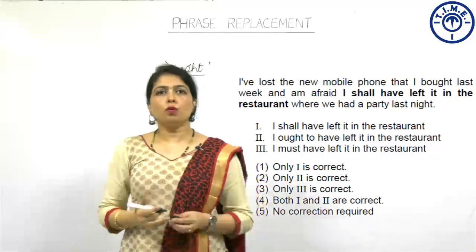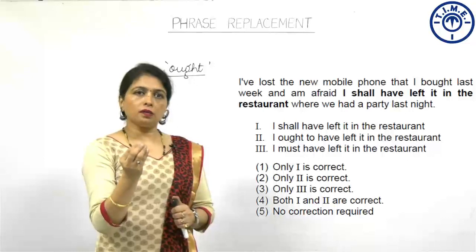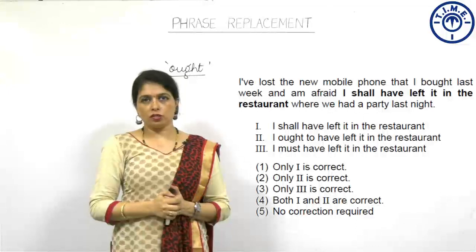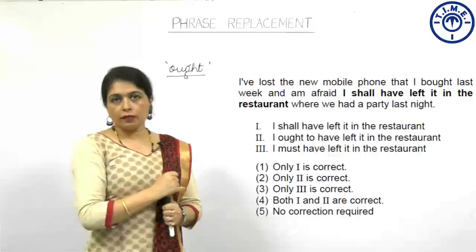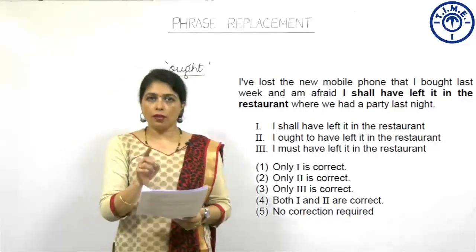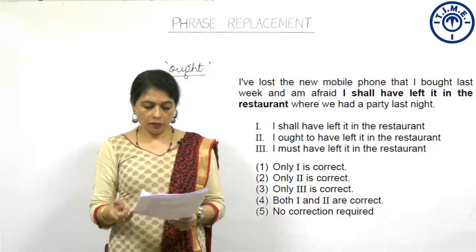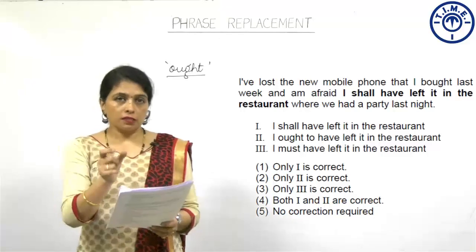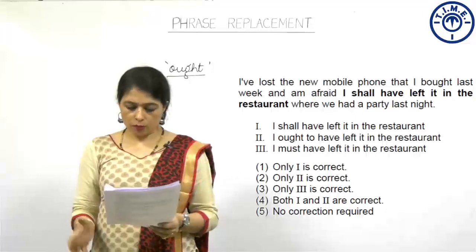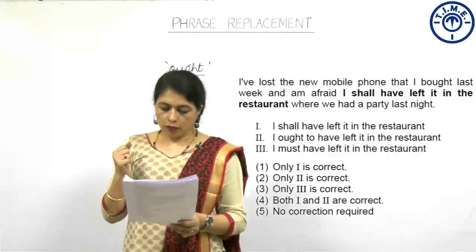Okay, and there is no moral obligation over here that is under consideration. Moral obligation can be stated in this kind of an example: parents ought to take care of their children, or children ought to respect their elders, and this is not that kind of a situation. So we cannot go with statement 2 as a suitable substitute. Let's look at 3. I must have left it in the restaurant. Over here, the modal verb must means something which is very likely, which is possible or probable, and is certainly true or can certainly be true.